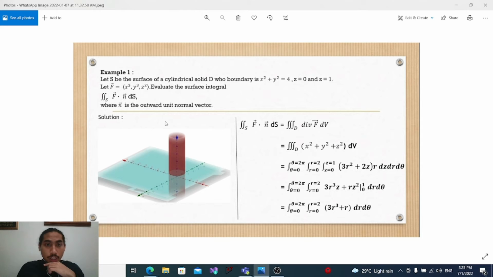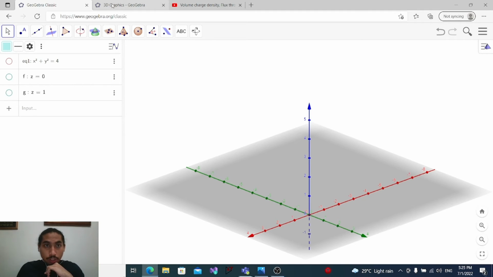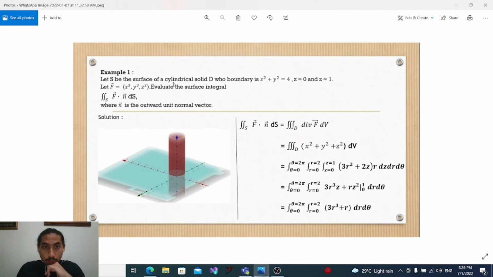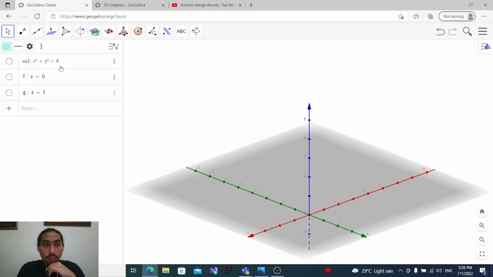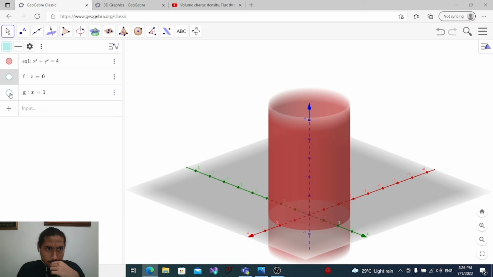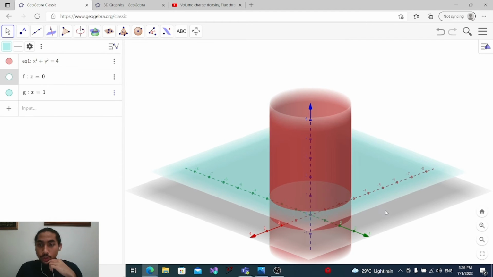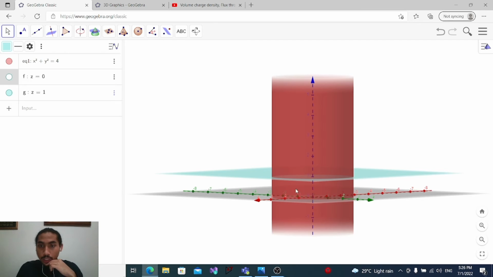So this cylindrical solid D from example 1 can be plotted using GeoGebra, which I will show you. So first of all, you need to search 3D graphics in GeoGebra. So all you need to do is key in these three equations based on example 1, which is this 1, 2, 3. So I have already keyed in these equations and these two limits. So let me show you. So right here we can see that in between here, this is the cylindrical solid D.